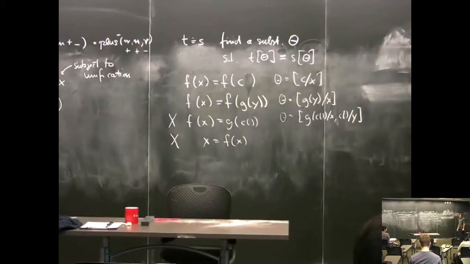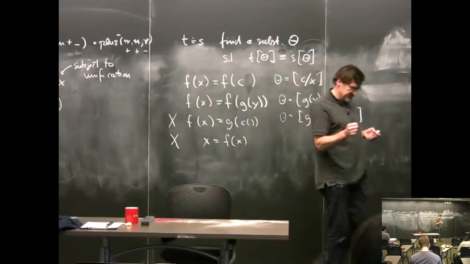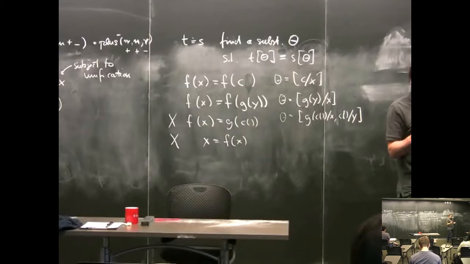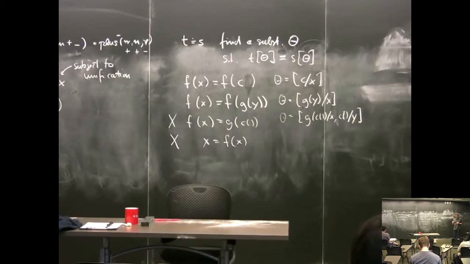Okay, other questions? Okay. So now the way I'm going to do this may seem a little odd, but it's actually in many ways quite realistic. The way I'm going to do this is, if I have an equation t equals s that I want to solve, I'm going to assume that, and I'm going to try to derive a contradiction in case they're not unifiable. So that's my goal.